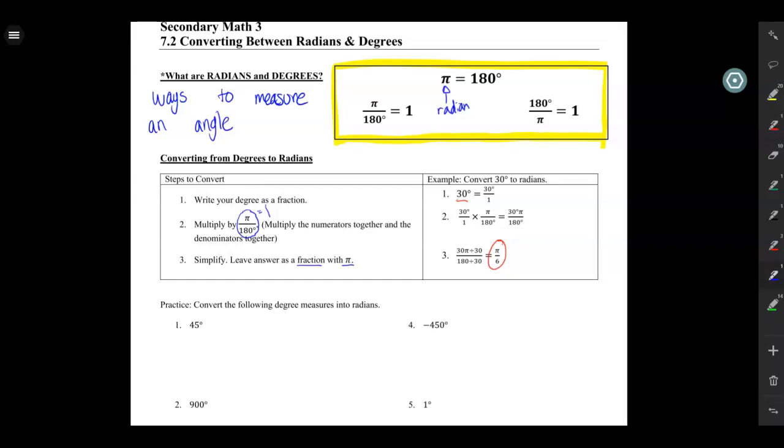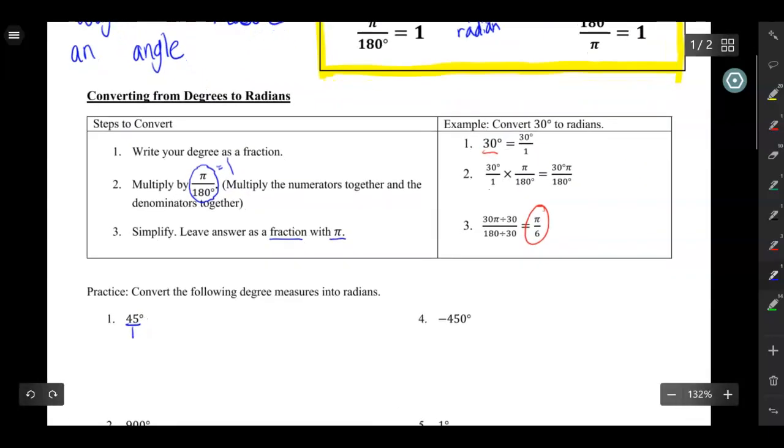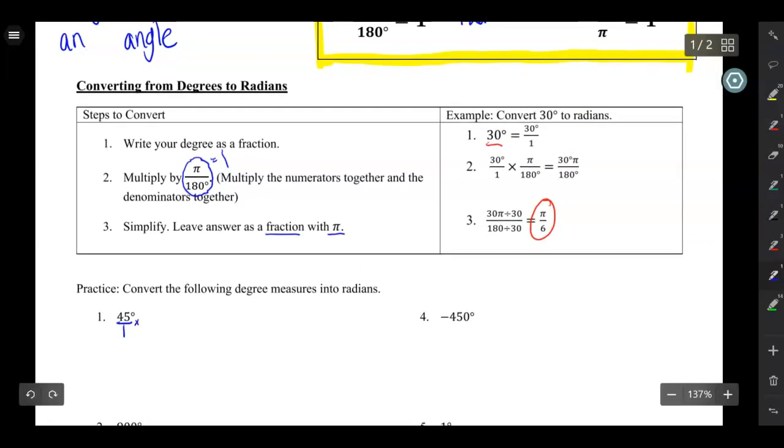So in number 1 down here, I want to convert 45 degrees into radians. So first, I'm going to take 45 degrees, and I'm going to turn it into a fraction by putting it over 1. Let me zoom in a little bit. Then I'm going to multiply by pi over 180 degrees. So when I multiply those together, I'm going to get 45 degrees pi over 180 degrees. And one thing that I do want to talk about here is that, do you see how there's a degree symbol on the top and the bottom? We can actually just cancel those out. So we're really trying to get away from degrees, and this is why the degrees go away, because degrees on the top and degrees on the bottom means I can cancel those out.